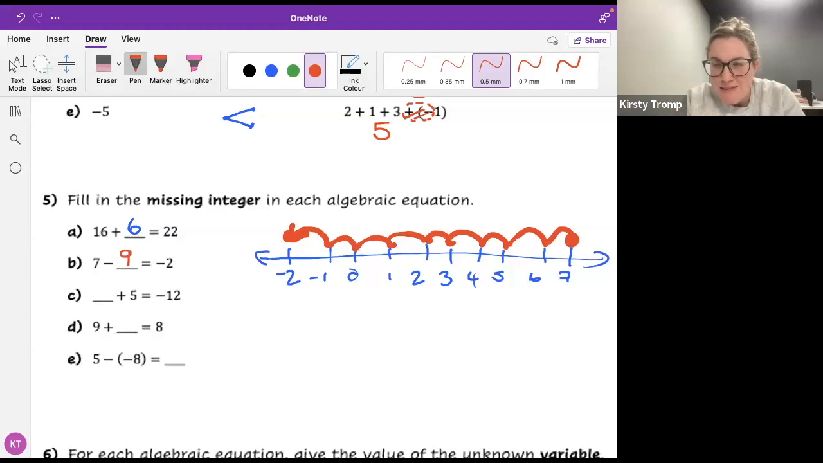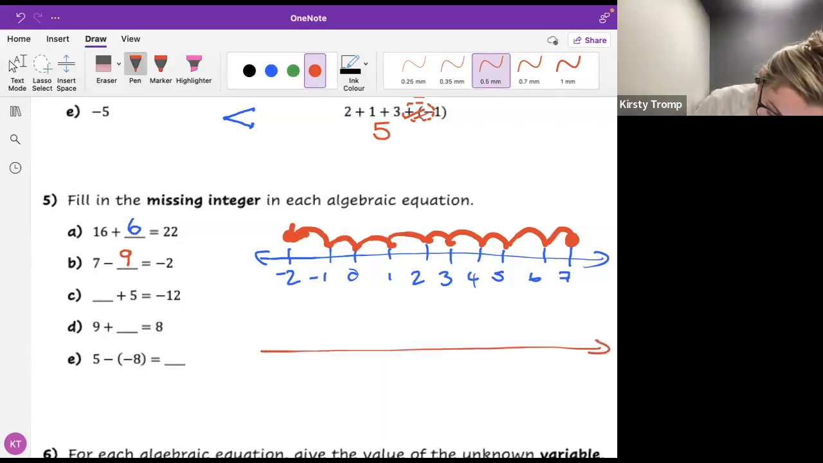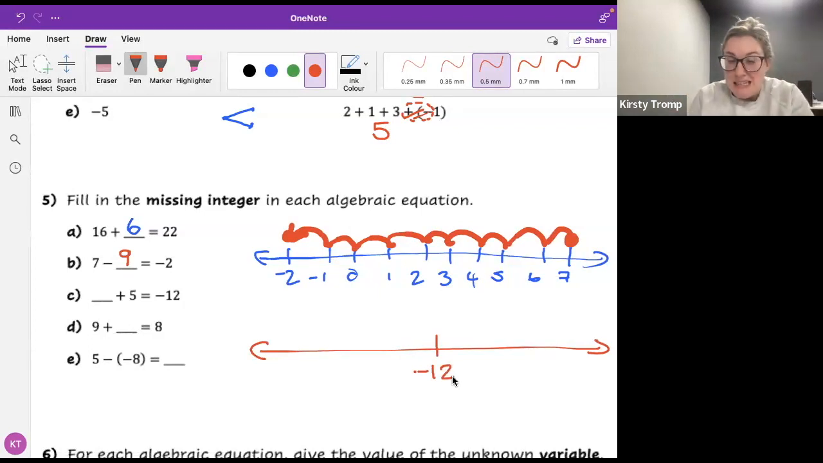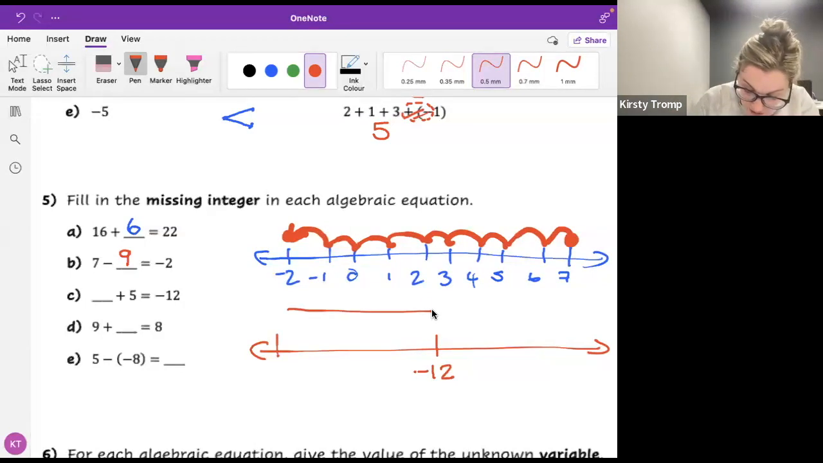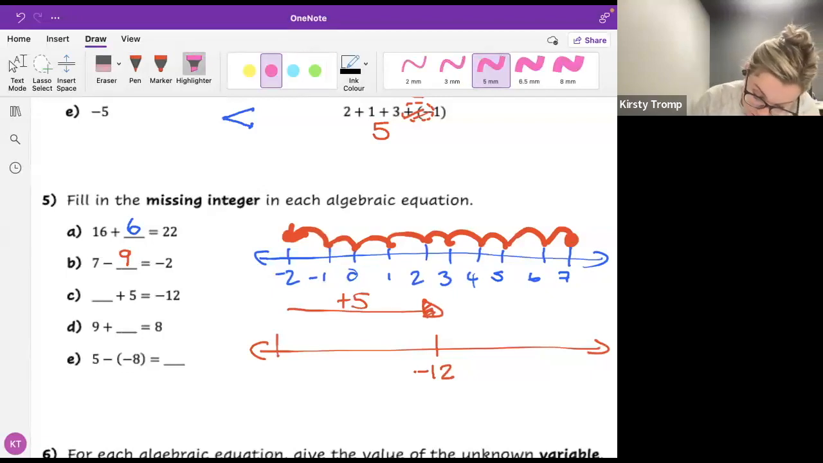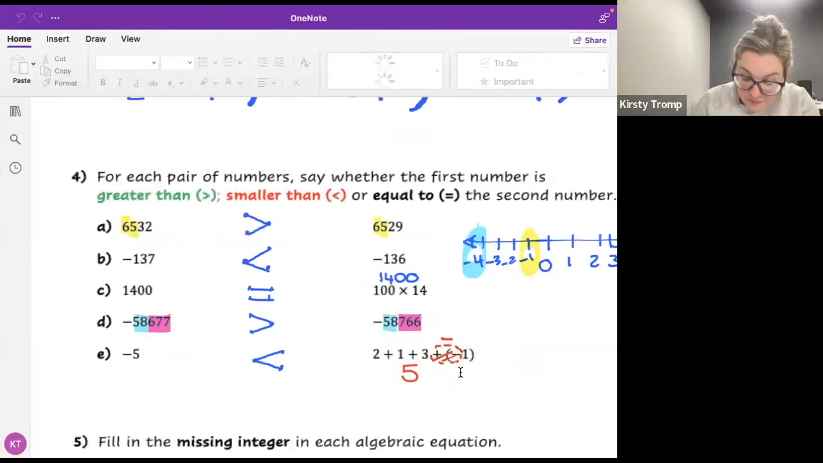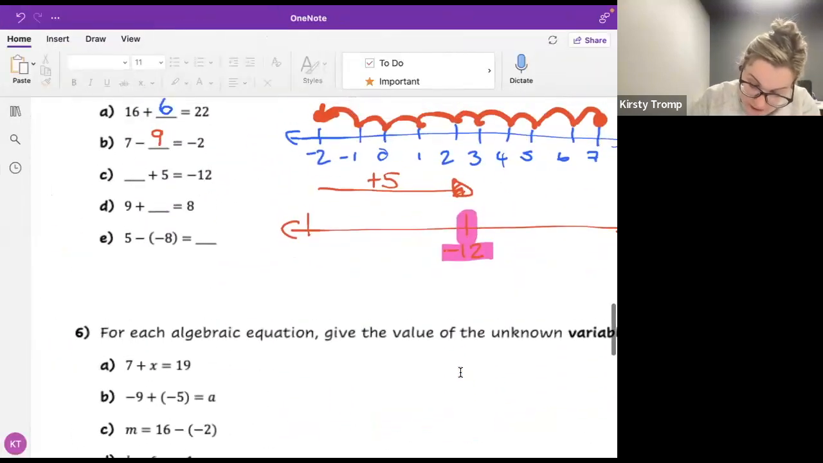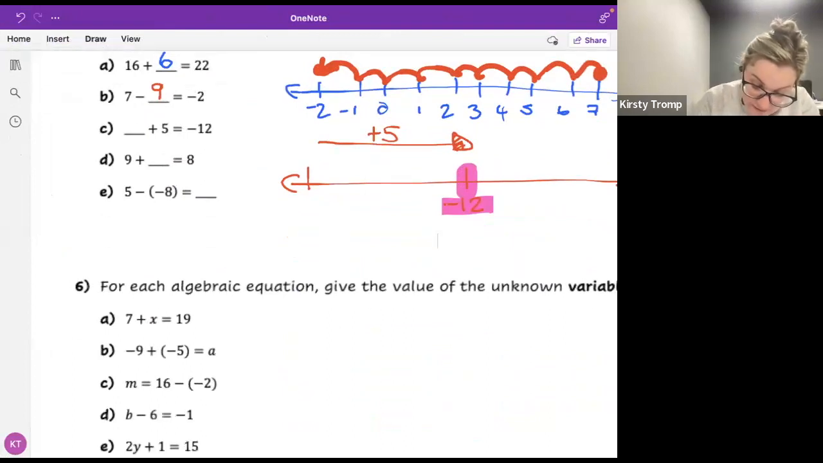Are you happy with that? Yes, miss. Okay, let's go see. So I'm going to do a number line here. All right, I'm going to say to myself, let's put -12 over here. So something plus 5, so we're moving this way, okay, will get me to -12. Okay, so something plus 5 gets me to -12.